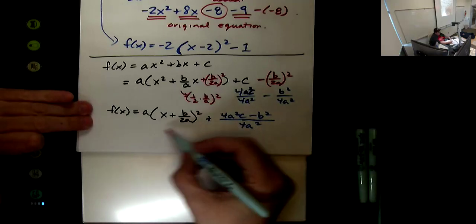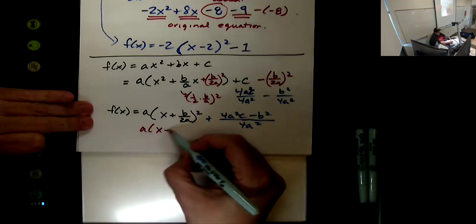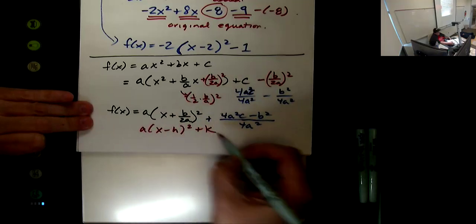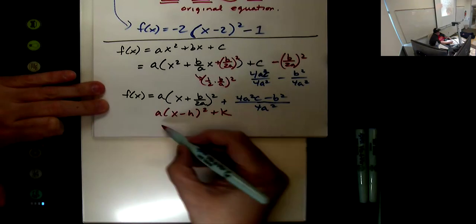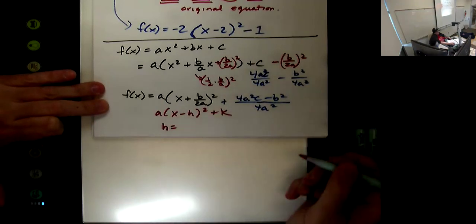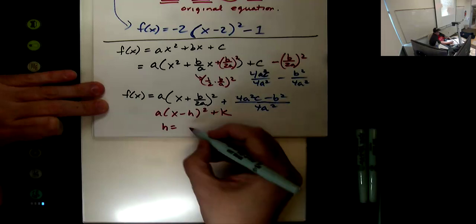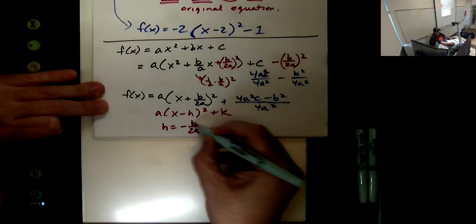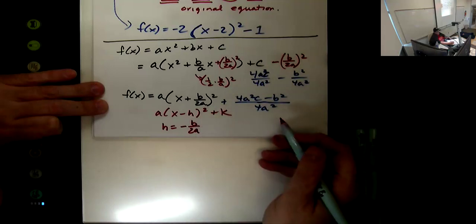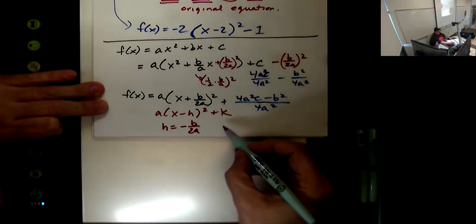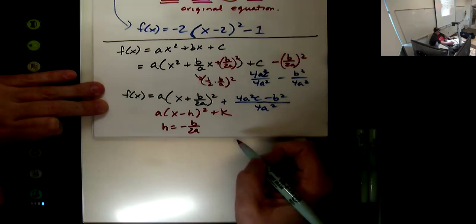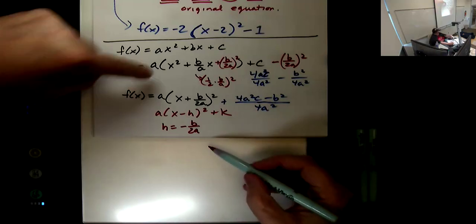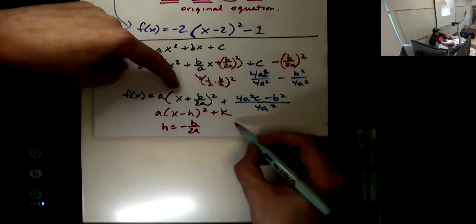This is following x minus h squared plus k. What is H? It's B over two A, but it's the opposite sign. Rather than memorizing that for your K, what happens if I plug in negative B over two A?